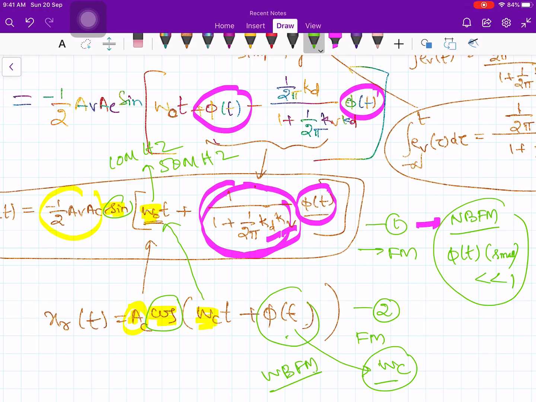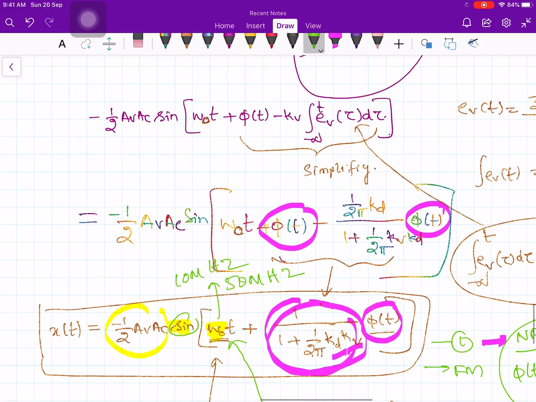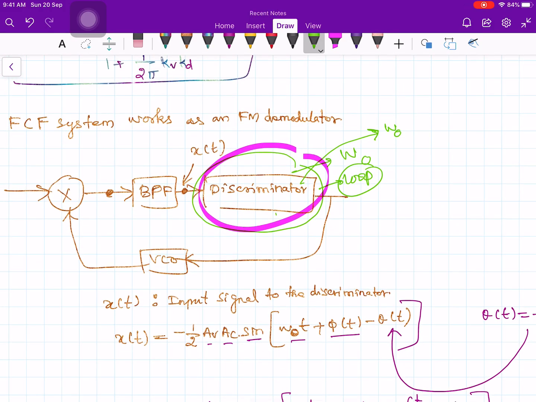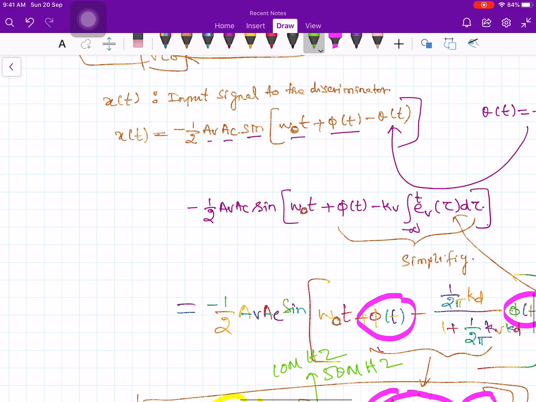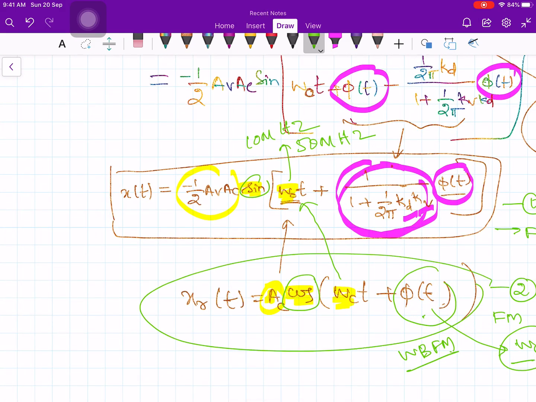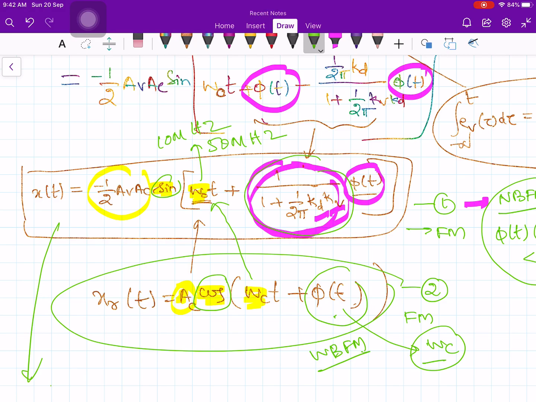So this feedback compressive demodulator essentially converts your wide band FM signal into a narrow band FM signal. Therefore the discriminator which you employ in the loop has to work with a narrow band FM signal rather than a broad band FM signal. Demodulating a narrow band FM signal is much easier than demodulating a wide band FM signal. Even if the input is wide band FM, because of this division by 1 plus 1 by 2 pi kd kV, it converts a broadband signal into effectively narrow band FM. That means a signal with a small modulation index beta. Therefore equation 2 has a modulation index beta much less than 1.